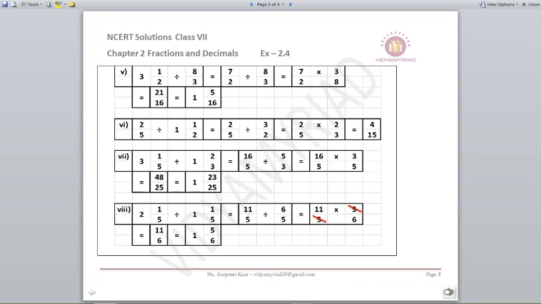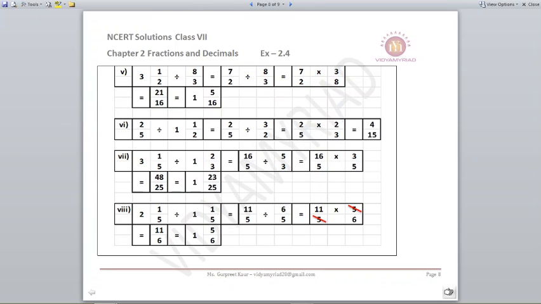16 upon 5 multiply by 3 upon 5. Nothing can get cut. So 16 into 3 is 48. 5 into 5 is 25. So new fraction is 48 upon 25, which is an improper fraction. Divided, you will get the answer as 1 23 by 25, which is a mixed fraction.